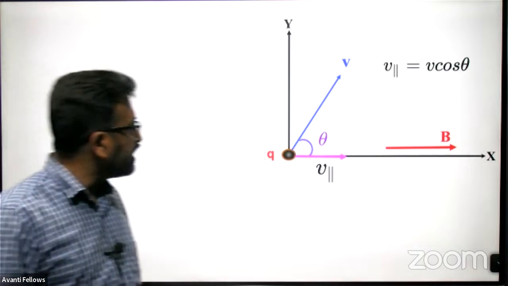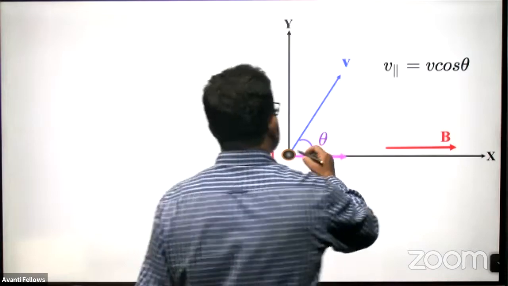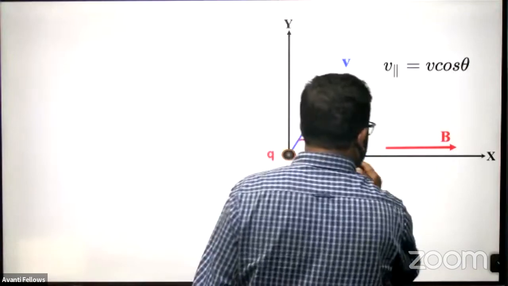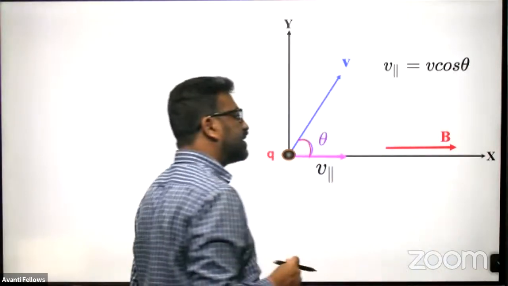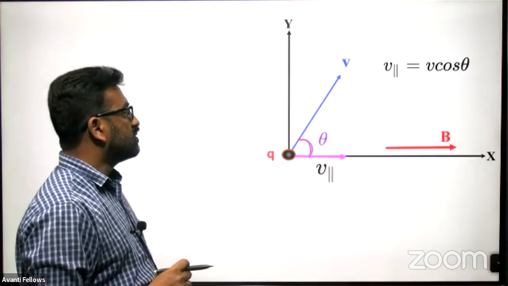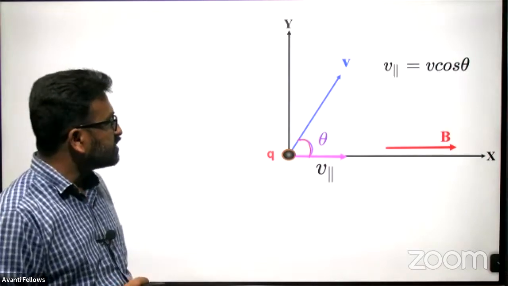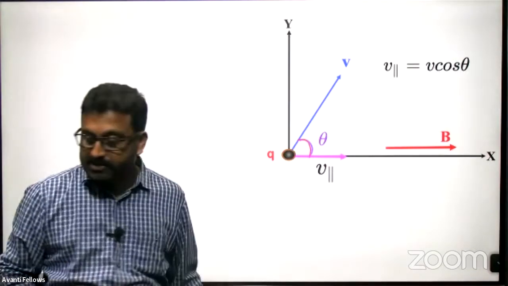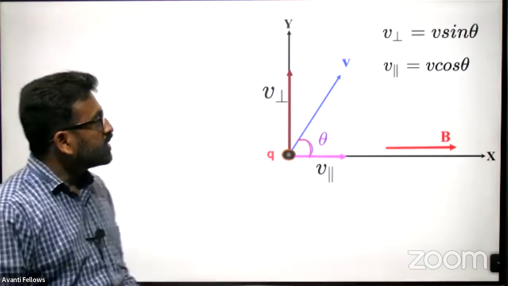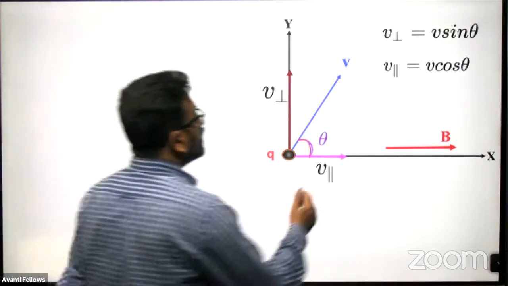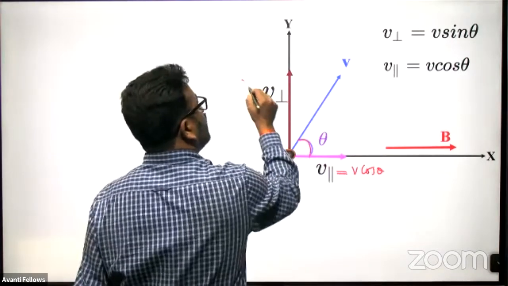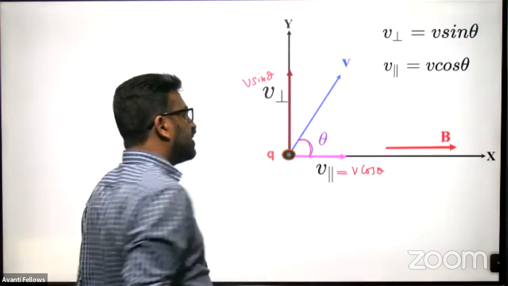Now, what happens if velocity has two components? This is a velocity vector making an angle theta with the horizontal, and the magnetic field is in the horizontal direction, positive x direction. So obviously it will have two components, v cos theta as well as v sin theta, horizontal as well as vertical components. The parallel component is v cos theta, and the perpendicular component will be v sin theta.